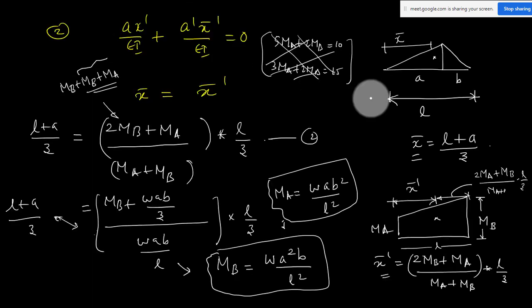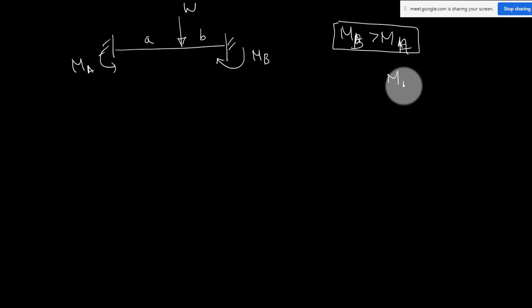Sir, as W is producing more moment at A and less moment at B, you can see that A is greater than B. So the moment produced by W at A and B, so MA should be greater than MB as per the production of moment by W.